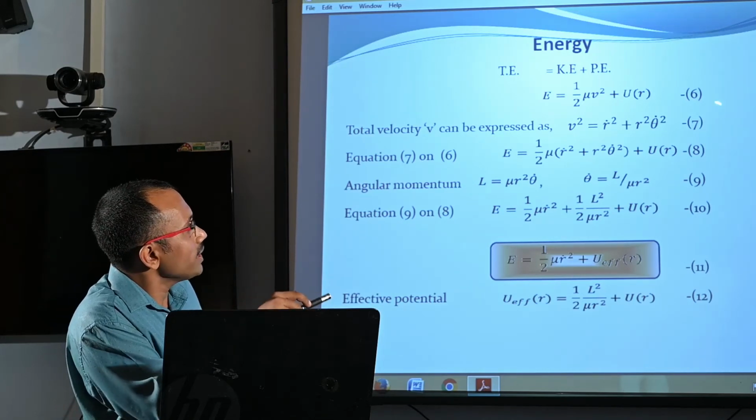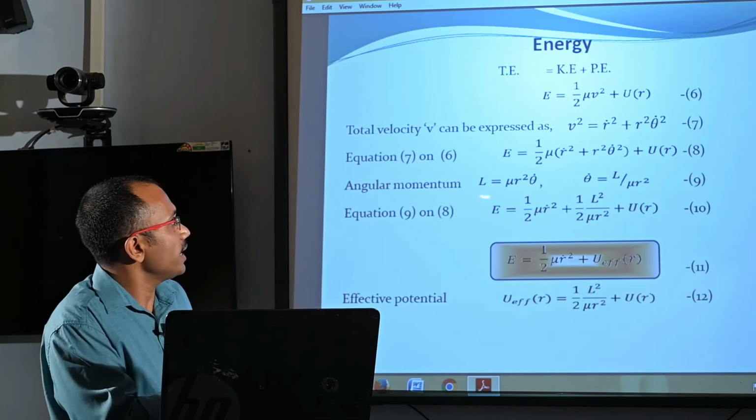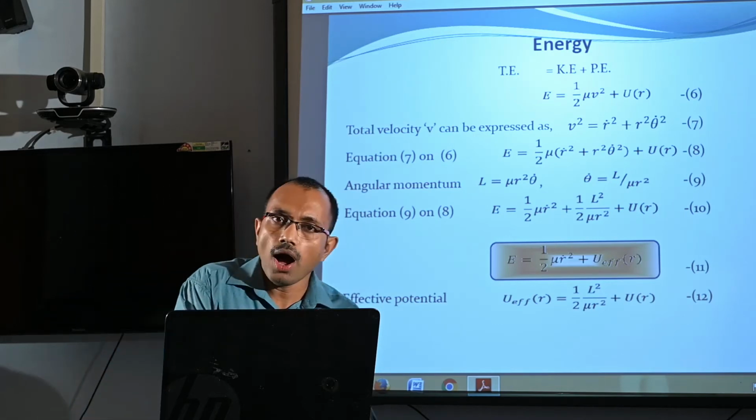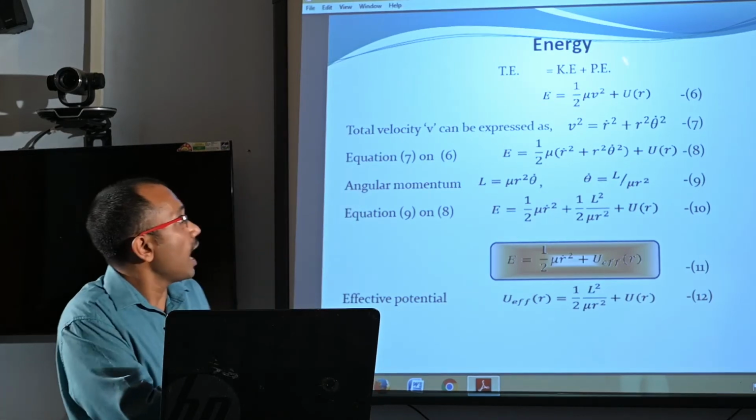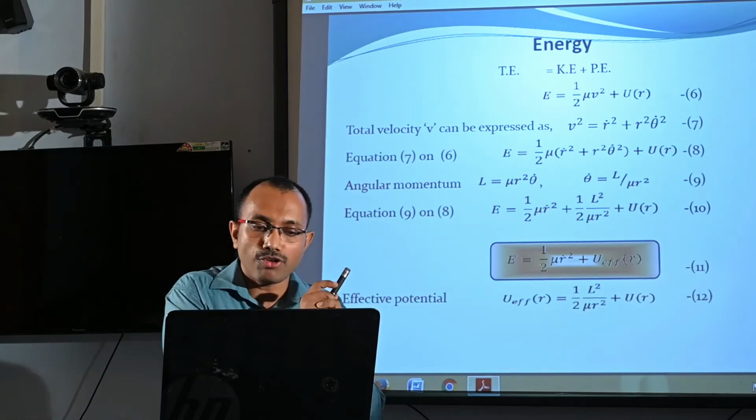and r square theta dot square is the component of angular velocity. By applying this on equation 6, I can write the total energy E equal to half mu into r dot square plus r square theta dot square, plus u of r.